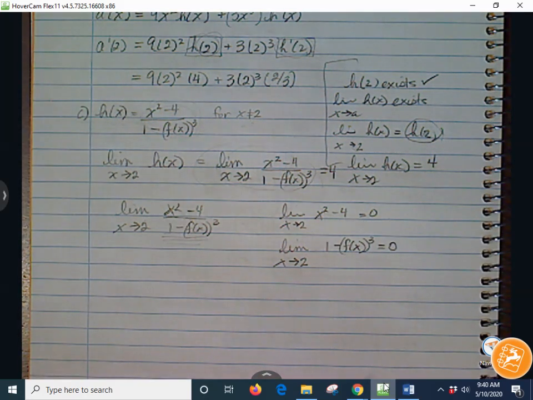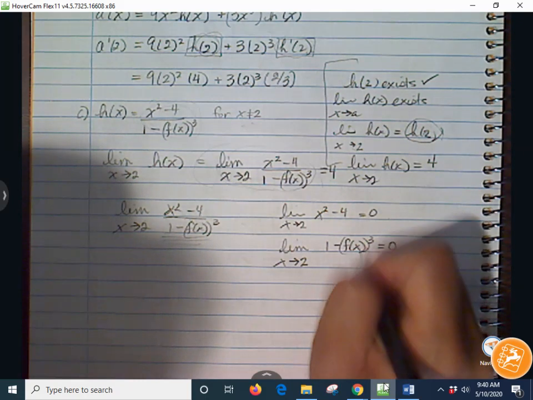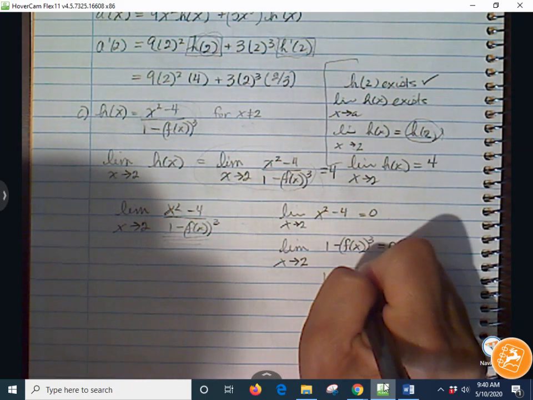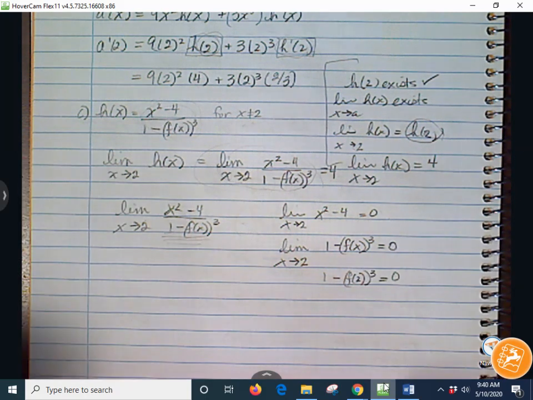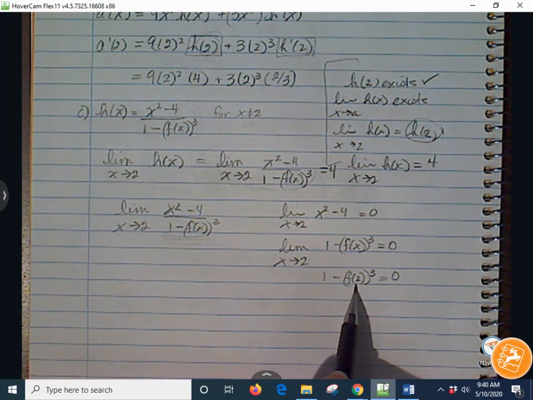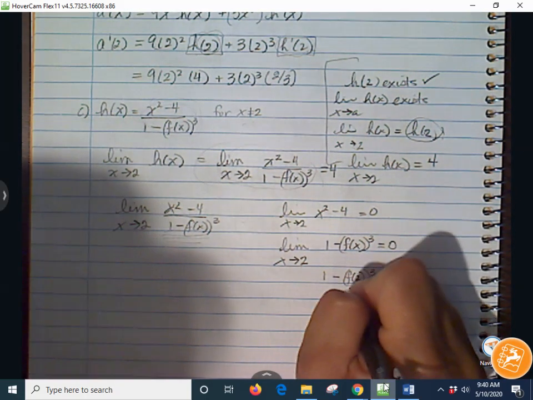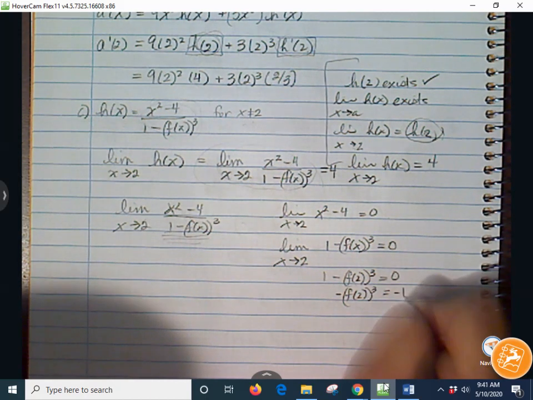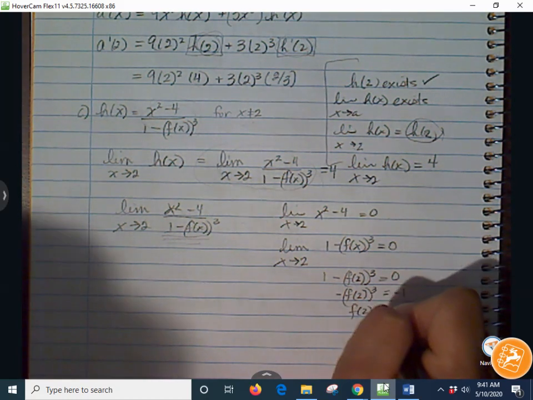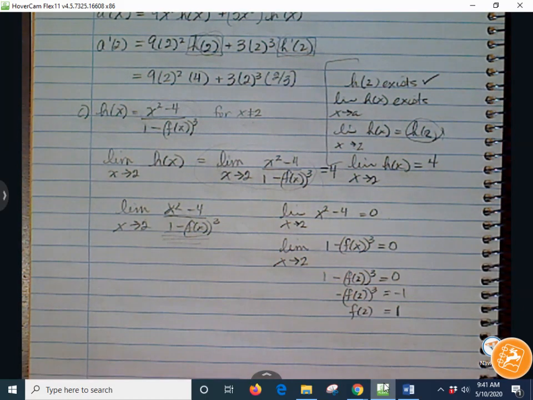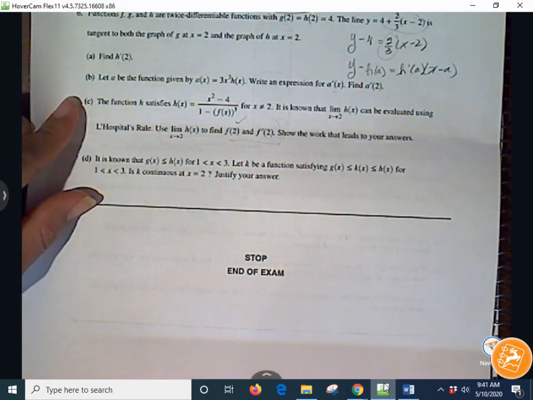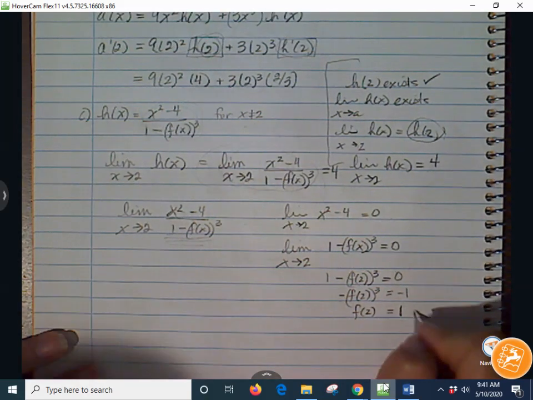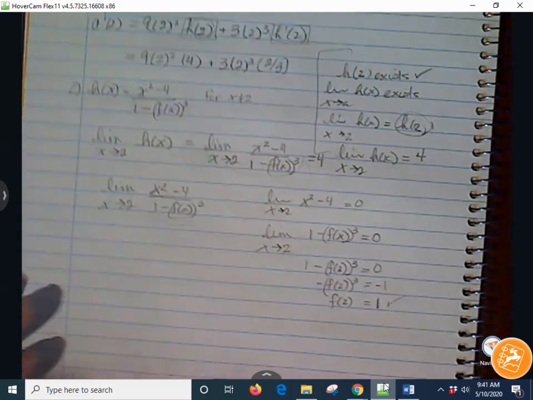So what does that mean? That means then when I put in 2 here, 1 minus f of 2 cubed has to equal 0. So if I solve for f of 2, this is going to be negative 1, and so that means f of 2 has to be 1, okay? Because divide out the negative and cube root it, that's going to be 1. Okay, so that helps me figure out what f of 2 is. All right, yay. So I've got that. Okay, and I'll rewrite that someplace else later.